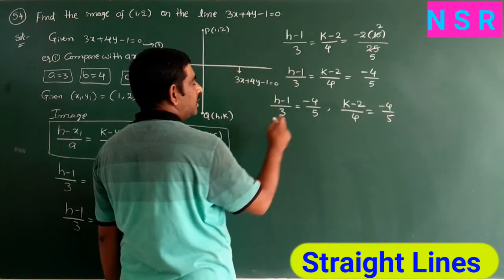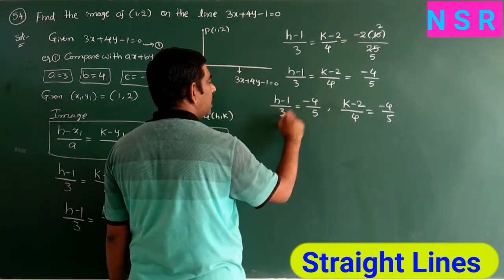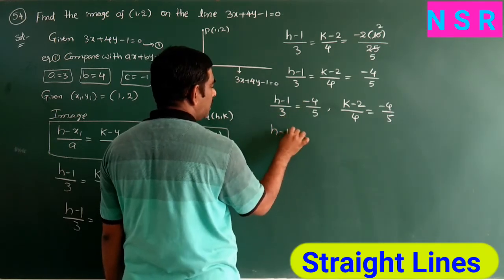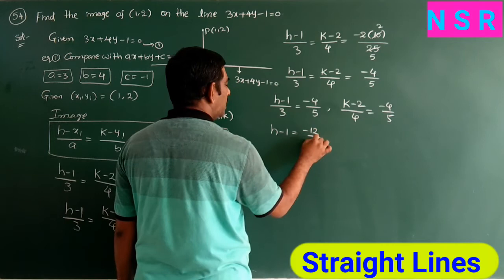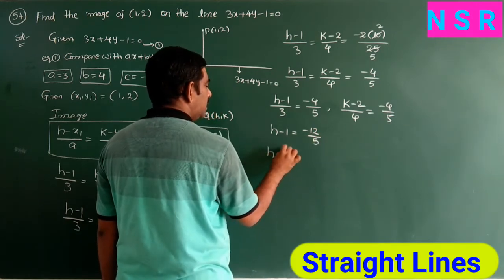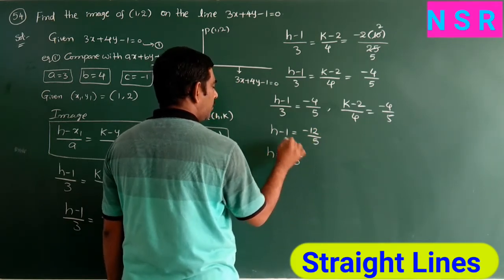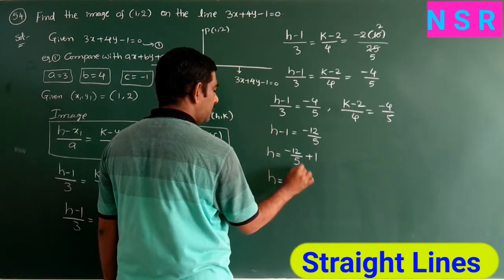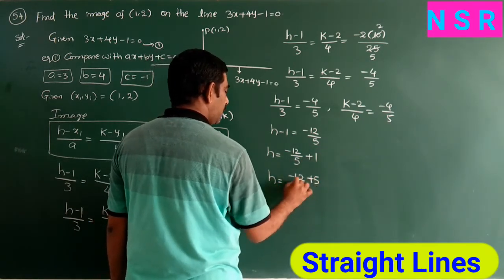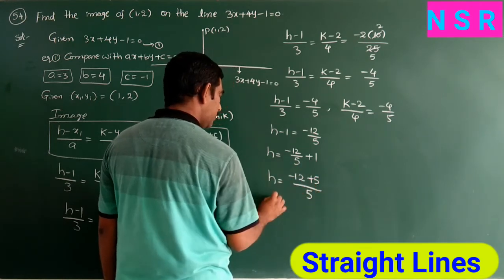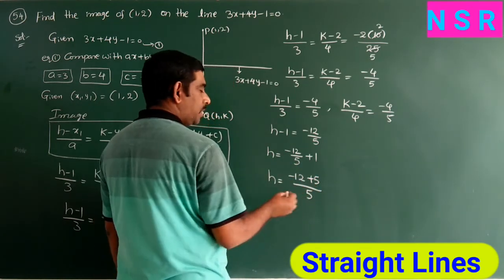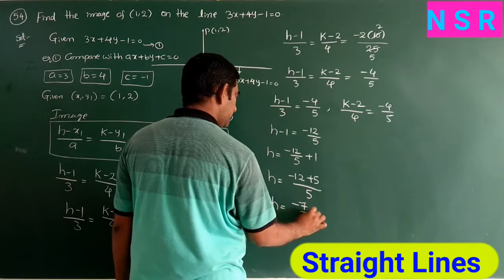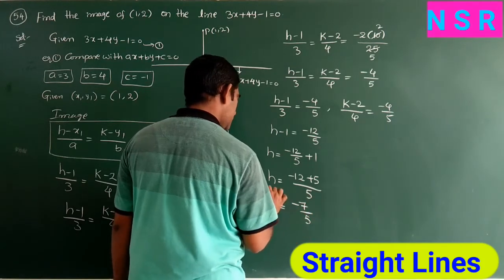So here equal is there, cross multiply. So 3 multiply here minus 4. So h minus 1 equal to minus 12 by 5. h equal to minus 12 by 5 plus 1. So minus 12, 5 ones are 5, whole by 5, here LCM is 5. So minus 12 plus 5 is minus 7 by 5. So this is the h value.